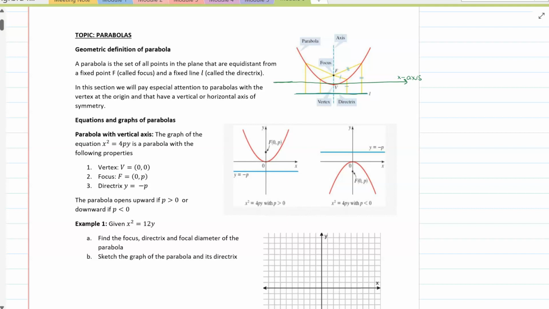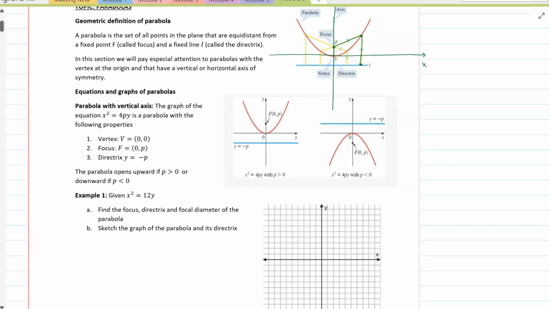So if you look at this graph of the parabola, the vertex is at (0, 0). This is our xy plane. There's a point inside the parabola called the focus. The distance from the focus to any point on the parabola is the same as the distance from that point to the directrix. The directrix is the line L that is below the x-axis.